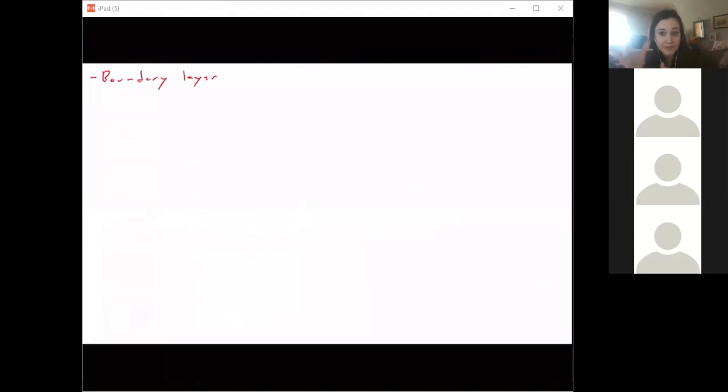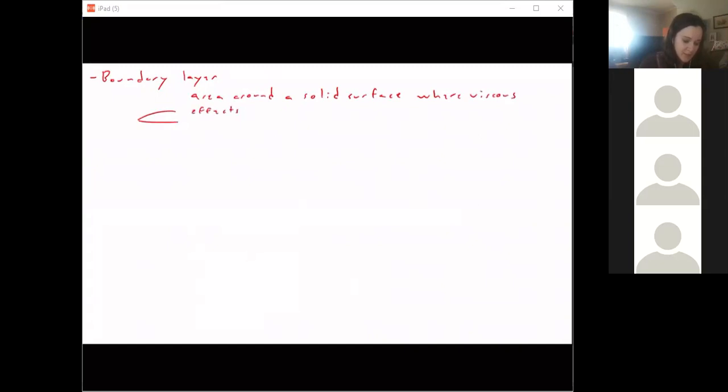So any system we have, we say this is the edge, that's the boundary. And if you know the velocity or the pressure over at that boundary, that's the boundary condition, right? But the boundary layer, when we say that in fluid mechanics, we mean something specific. What we mean is the area around a solid surface where viscous effects, like viscous forces, are significant. That's what we mean.